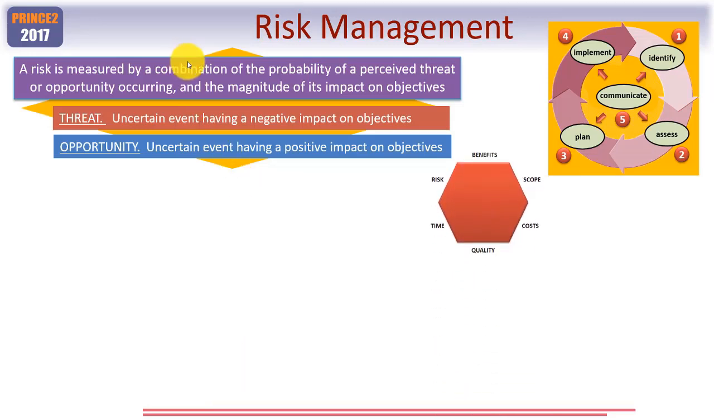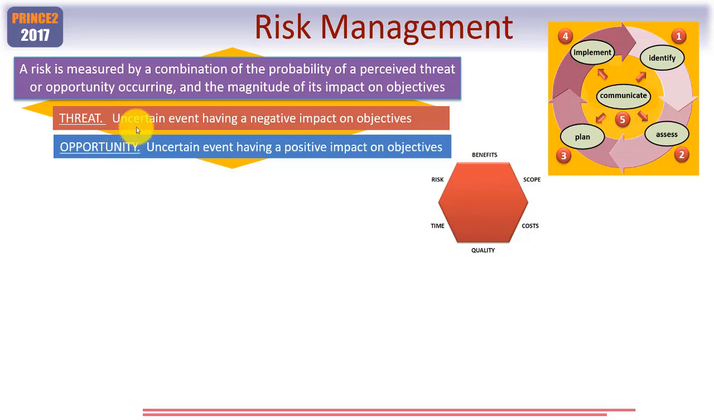Now, so what is risk management? Well, a risk is measured by a combination of the probability of a perceived threat or indeed an opportunity occurring in the first place, and the magnitude, how big if you will, of its impact on the project objectives. So you'll learn here in PRINCE2 that there are indeed two flavours of risks. There's a threat, which is the definition that you'd normally apply to a risk. In other words, it's something which you don't want to happen. And then there's a positive variant of it called an opportunity, and they are both different flavours of risk.